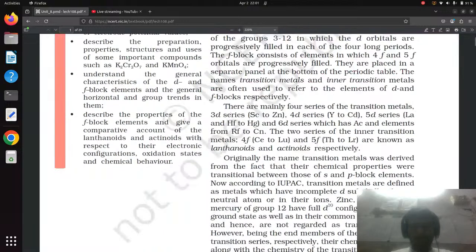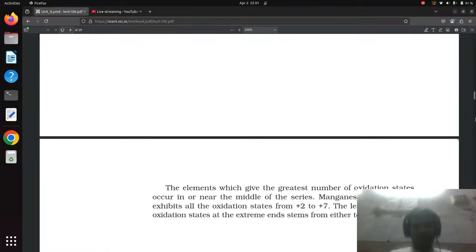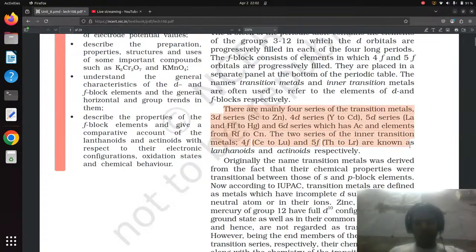There are mainly four series of transition metals: the 3d series, scandium to zinc; the 4d series, yttrium to cadmium; the 5d series, lanthanum and hafnium to mercury; and the 6d series, which has actinium and elements from rutherfordium to copernicium. The two series of inner transition elements, 4f and 5f, are known as lanthanoids and actinoids respectively.